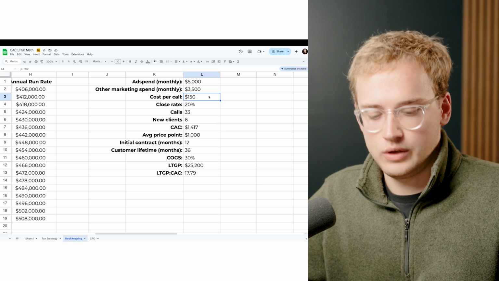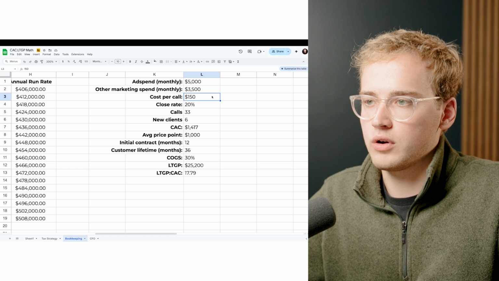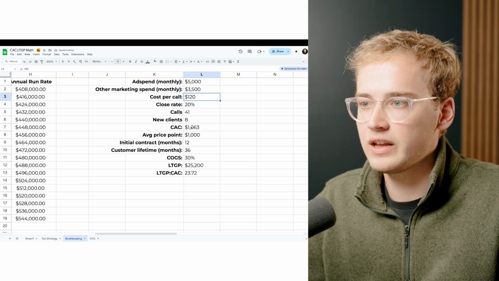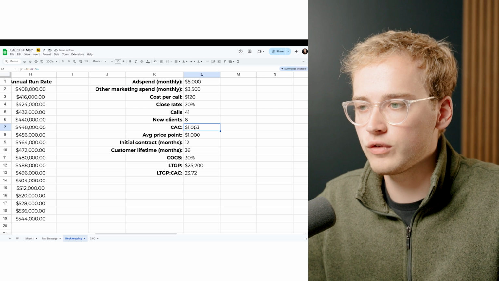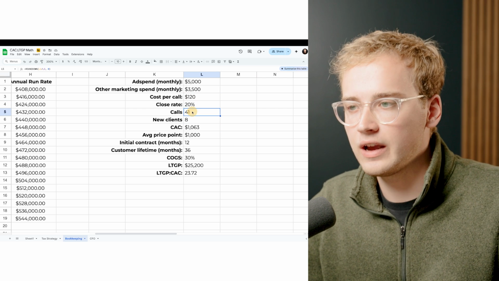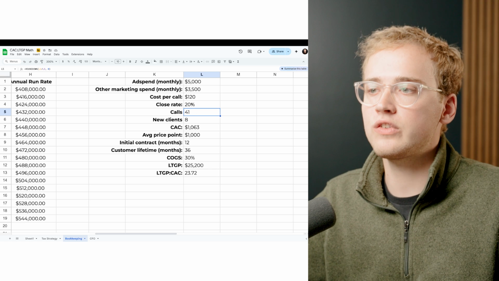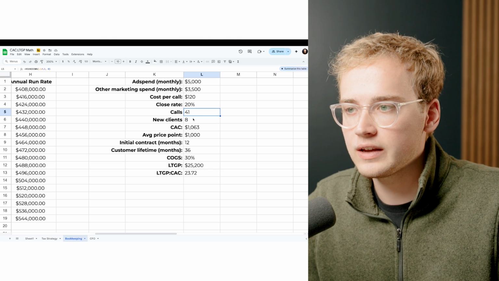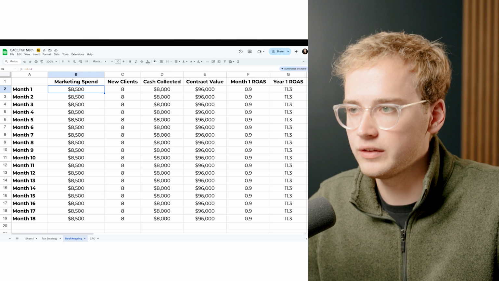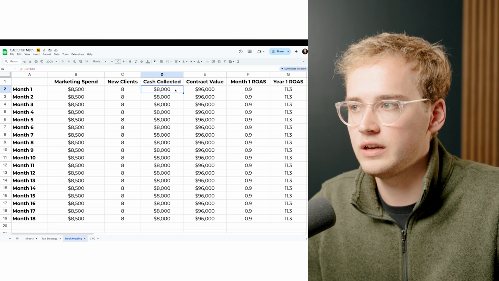Now, what we can do here is, let's say we can knock our cost per call down to $120, right? And so what that does for us is that gets our CAC down to just over $1,000, okay? So at $120 cost per call, we're now going to have 41 calls per month. And if we just close that same 20%, that gets us about 8 new clients. And so that means that we're spending $8,500 a month to collect about $8,000 a month in new cash.